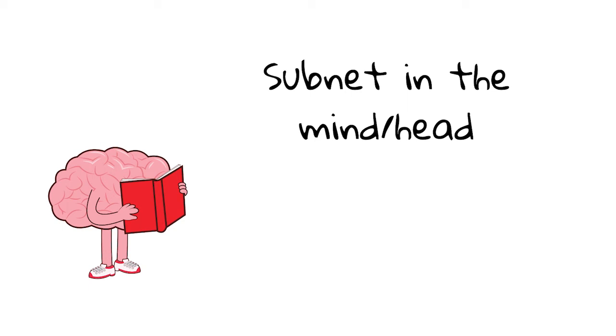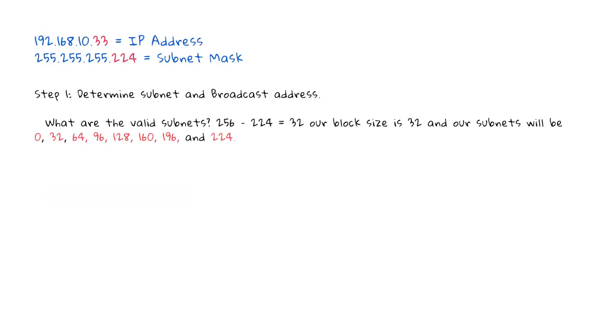Similar to previous examples, we are given the IP address and the subnet mask, and we need to find out the other information, such as number of hosts per subnet, broadcast address, etc. So we need to start with the information that we know. In our case, our IP address is 192.168.10.33, and the subnet mask is 255.255.255.224. So step 1, we need to determine the subnet and broadcast address.